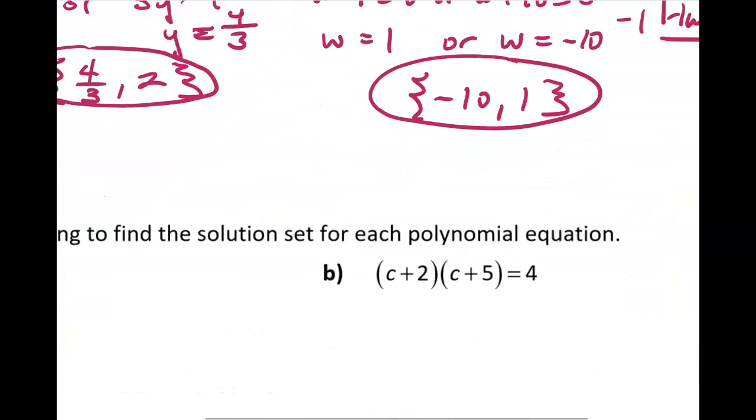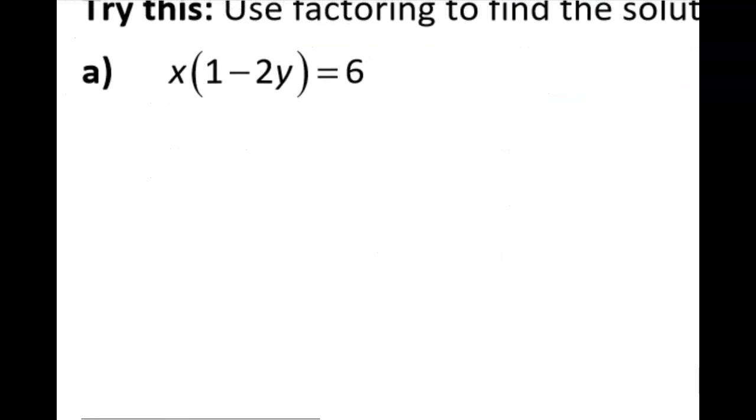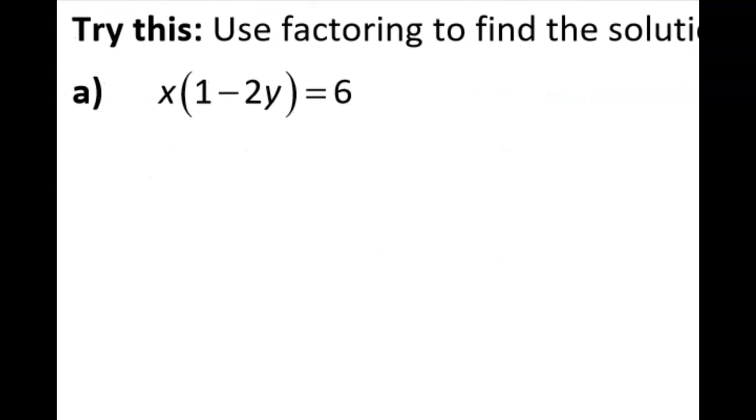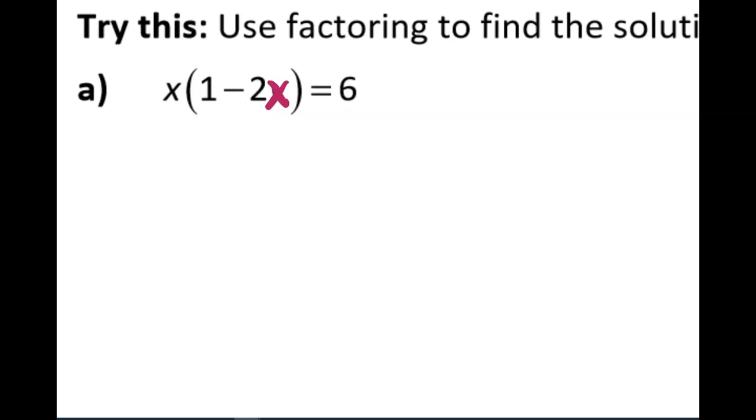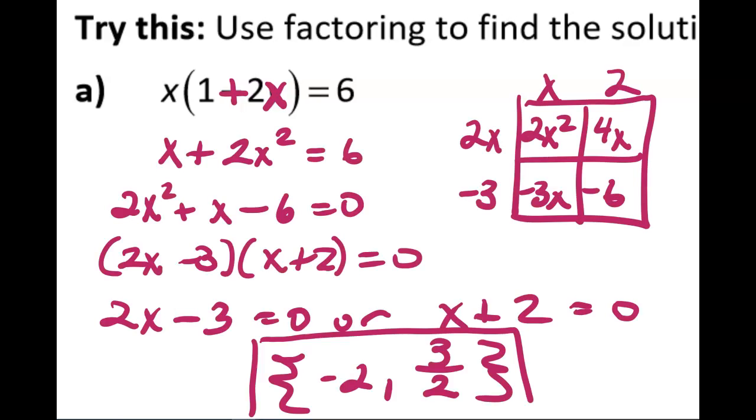All right, now a couple for you to try. You can pause the video while you do A. Incidentally, let's make sure that these are the same variable. That should be x times 1 minus 2x equals 6. Sorry, one more change. Let's change this to a plus. So we have x times 1 plus 2x equals 6. All right, now pause the video and try this. Sorry for the typos in the question. This one should have two solutions, negative 2 and 3/2.